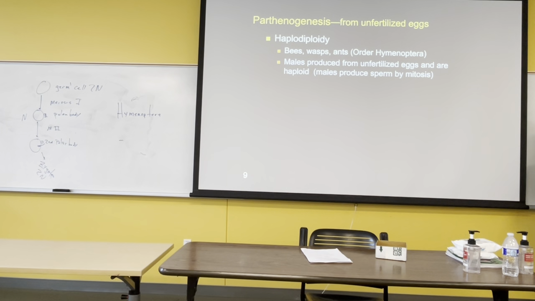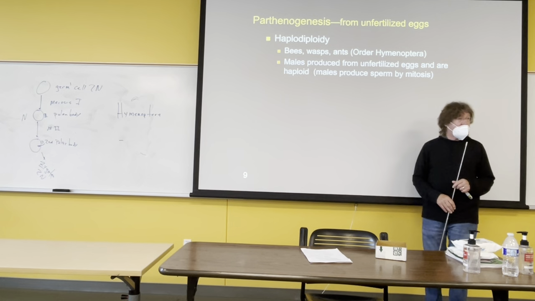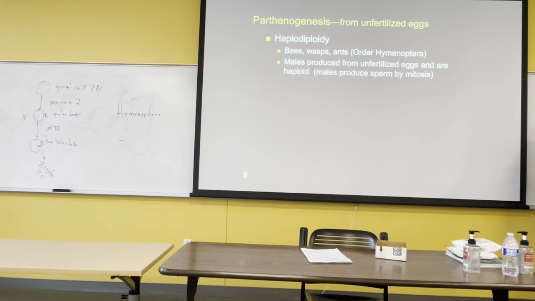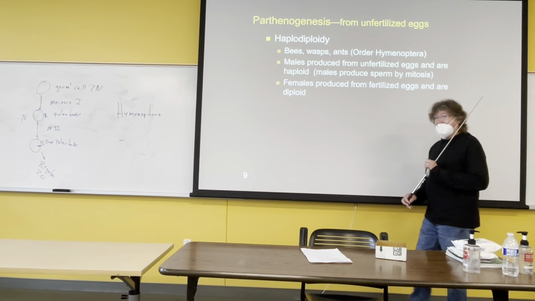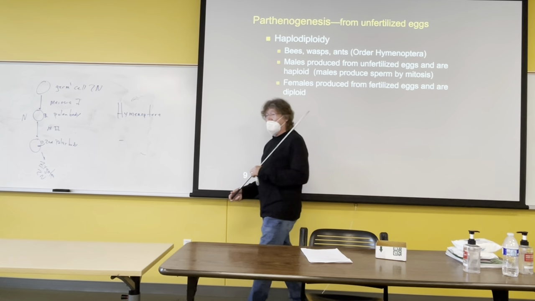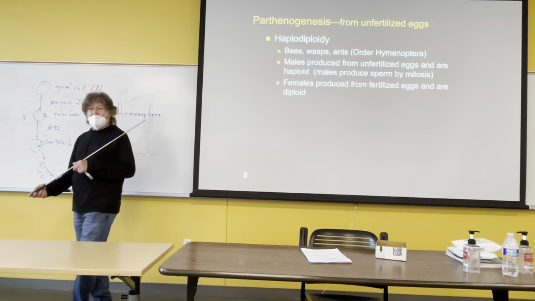The males develop from unfertilized eggs; they are haploid. Whereas the females develop from fertilized eggs; they're diploid. So here, sex determination is determined not by particular chromosomes, but by sets of chromosomes. If it has one set of chromosomes, it's a male. If it has two sets of chromosomes, it's a female.